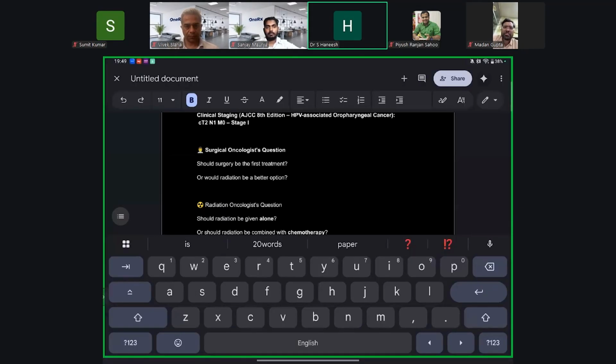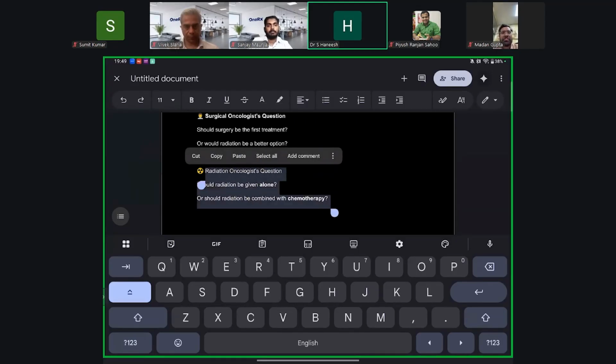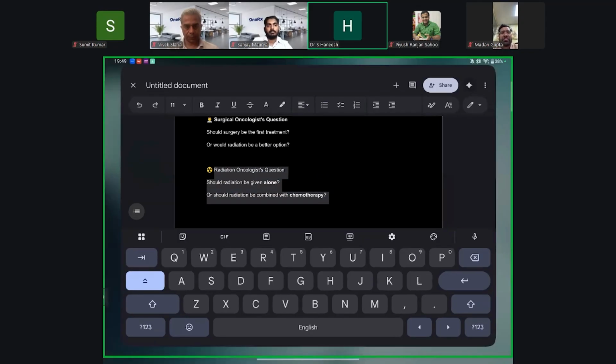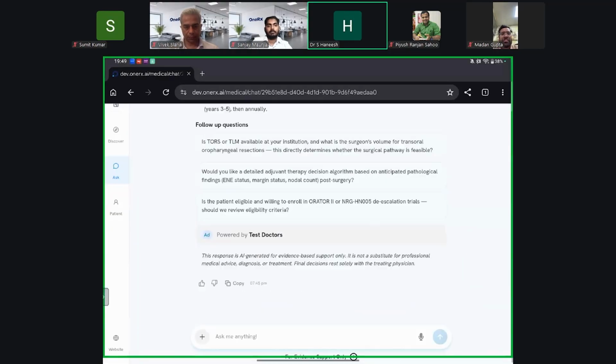So the radiation oncologists have a question: should radiation be given alone, or should radiation be combined with chemotherapy? So what I will do, I'll take this follow-up question and ask it in the chat box.